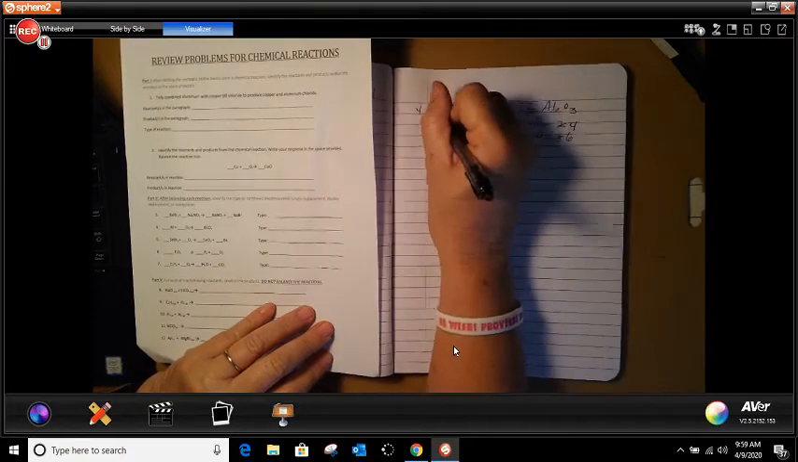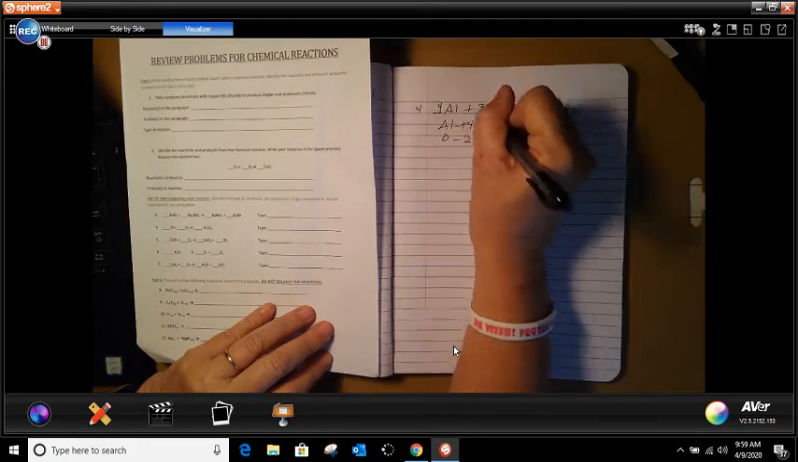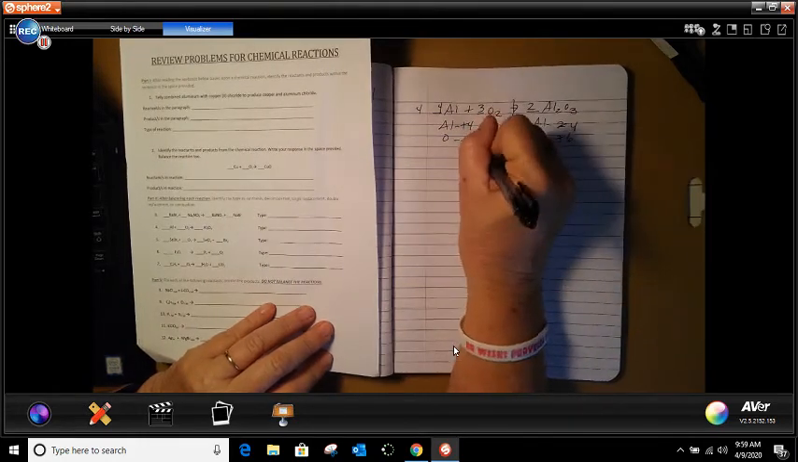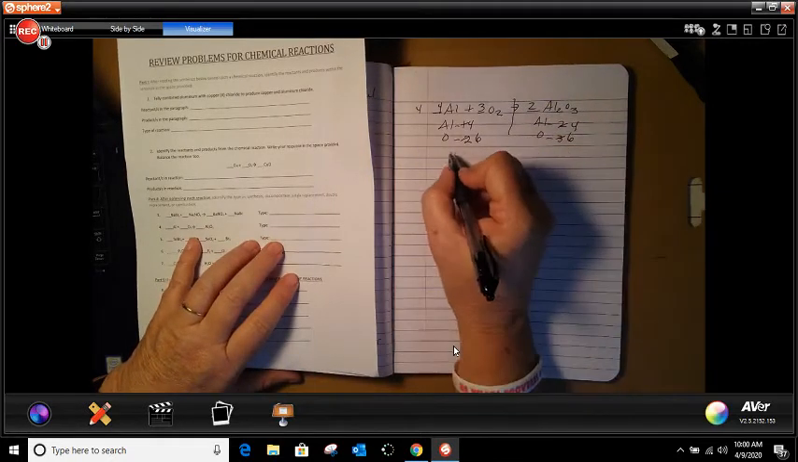So then I can go over here and change that to a 4 now, and my oxygens need to be a 6, which is 3, right? And so now it's balanced. So this is synthesis.